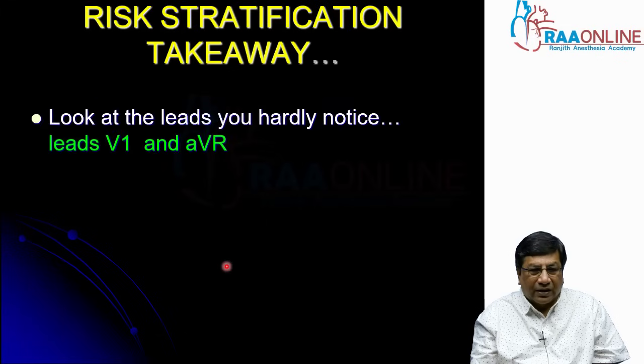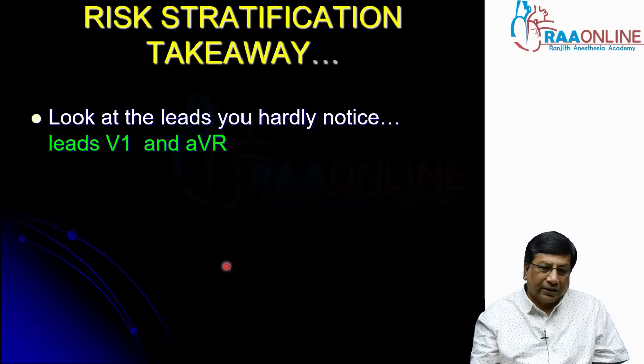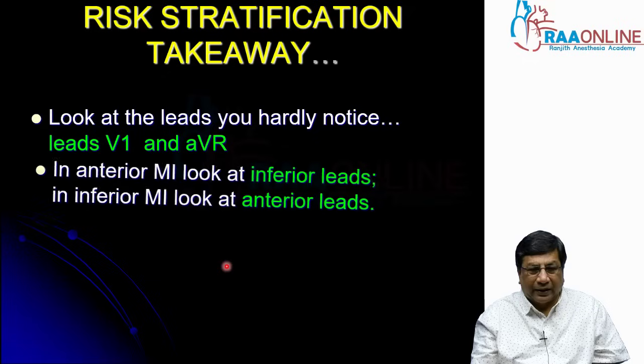So for risk stratification, the important principle is, you must look at the two leads which are hardly looked at in normal electrocardiographic interpretation. That is lead V1 and lead AVR, because these two leads give you the location of a particular coronary artery.